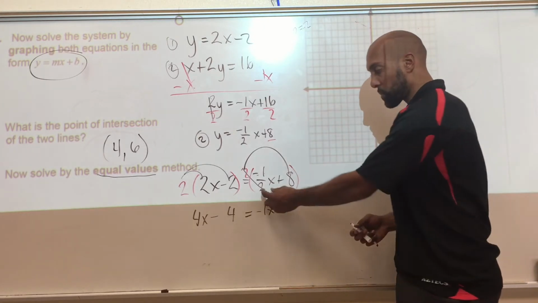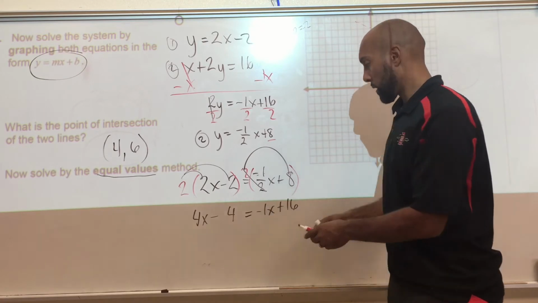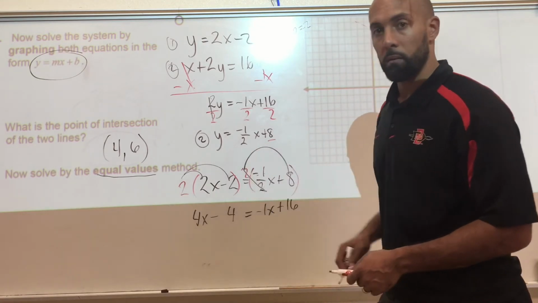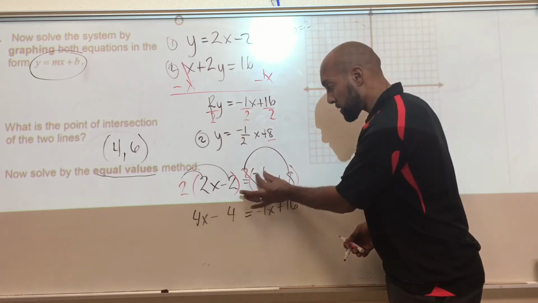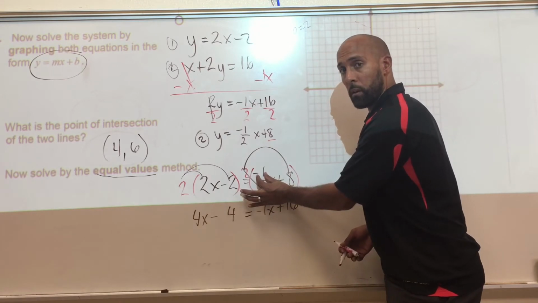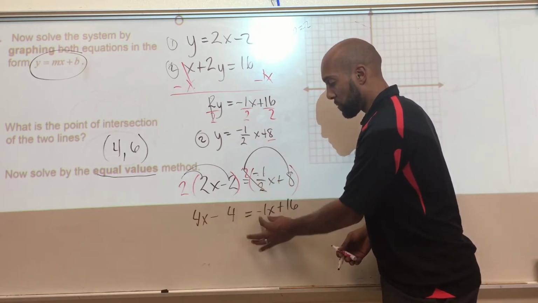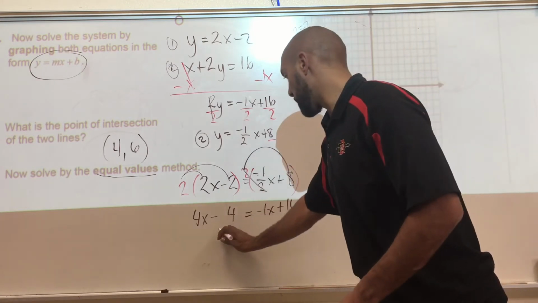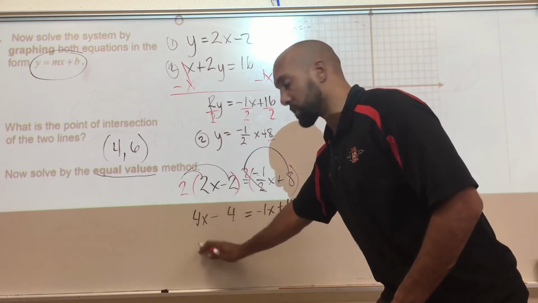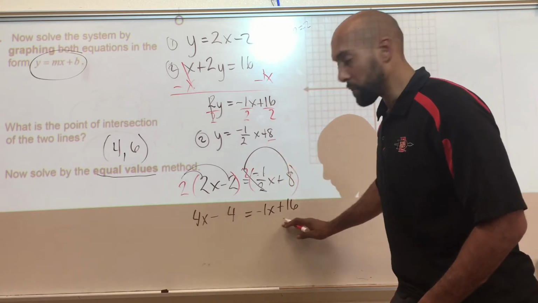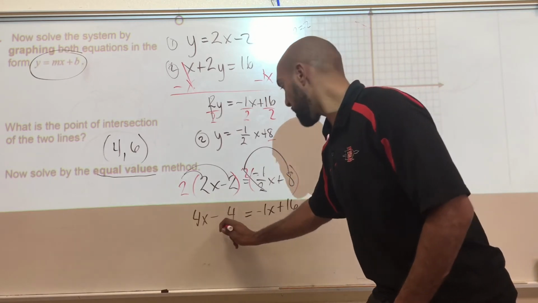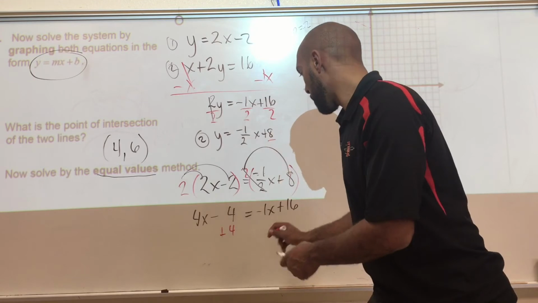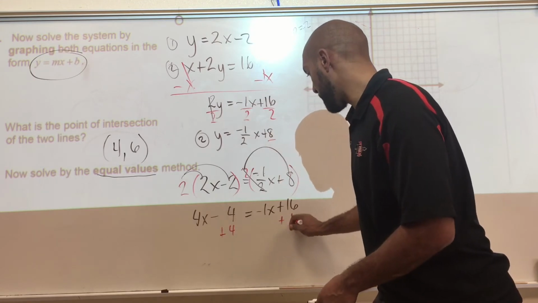That's how you get rid of the fraction. Just multiply times whatever is in the denominator, and then it cancels out. And remember, you're only left with whatever number's on top. You don't bring this 2 back down here. Okay, so now solve it just like we've done before. I want the x on the left, and I want numbers on the right. So that means this 4 does not belong. Add 4 here, and I'm going to add it to the 16 on this side.